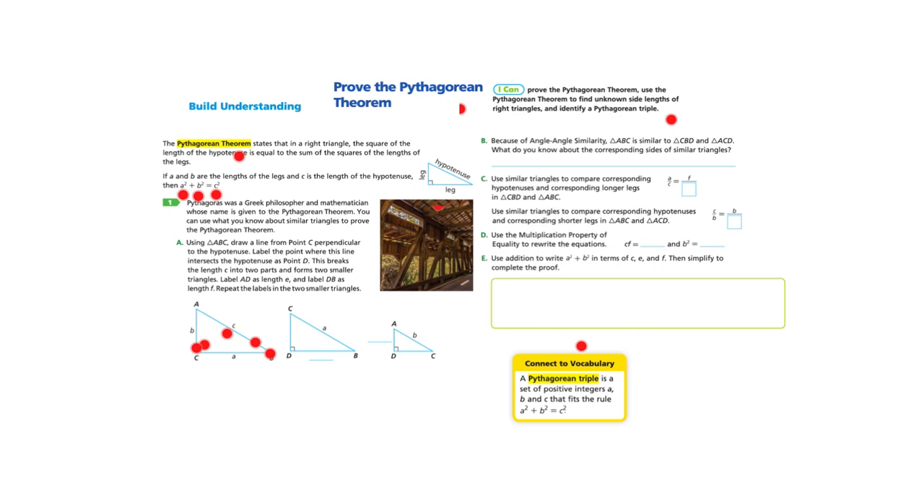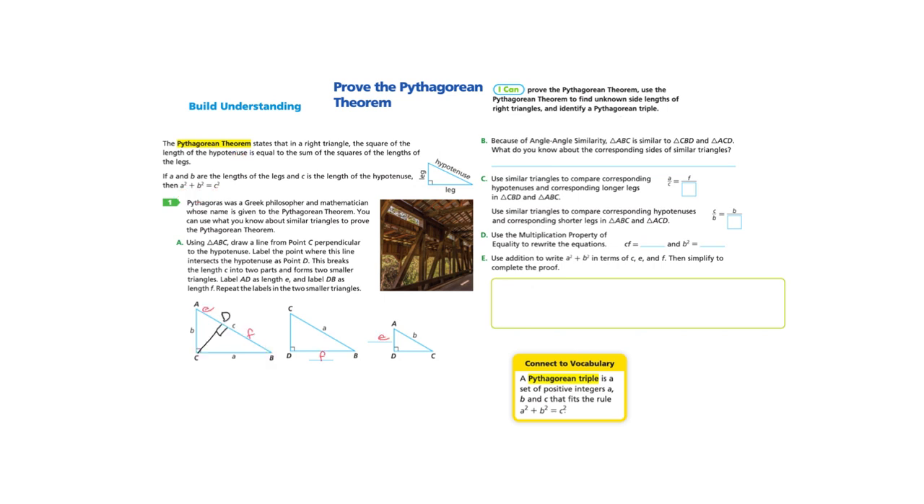Pythagoras was a Greek philosopher and mathematician whose name is given to the Pythagorean theorem. You can use what you know about similar triangles to prove the Pythagorean theorem. And hopefully you did the Spark Your Learning, because that was another way to prove it.